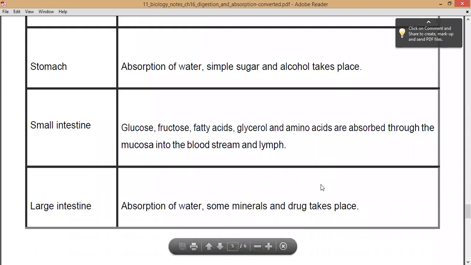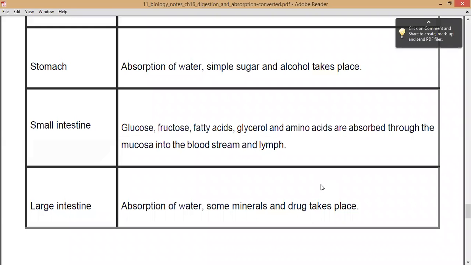Next is the small intestine, where glucose and fructose, these two of them, are isomers of each other, right? So structurally, normally in glucose and fructose, only the position of the functional groups is changed, right? The glucose, fructose, fatty acids, glycerol and amino acids are all absorbed by the small intestine, and they enter the bloodstream as well as the liver.